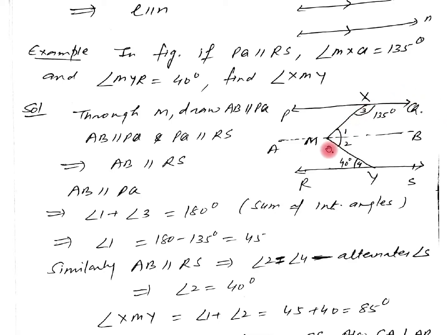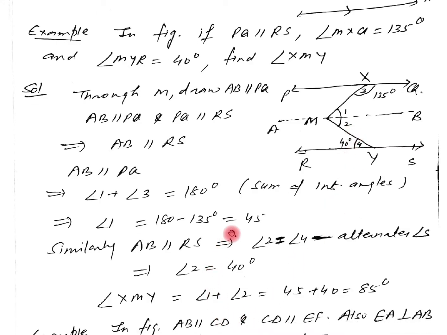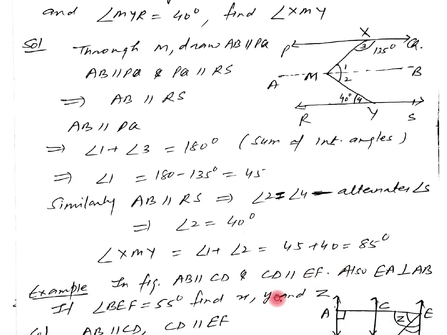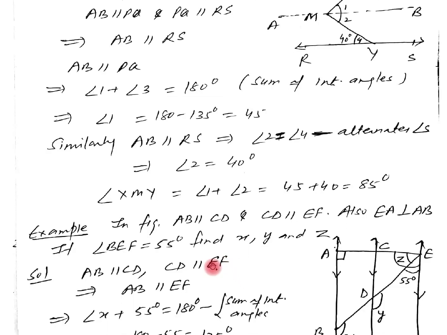Now the angle XMY can be written as angle 1 plus angle 2. Putting the values of angle 1 and angle 2, we get 45 plus 40 equal to 85 degrees. Therefore angle XMY equals 85 degrees. Now let us see another question.